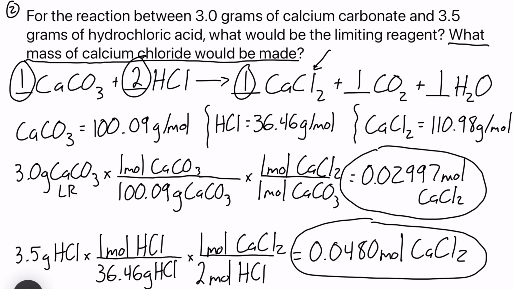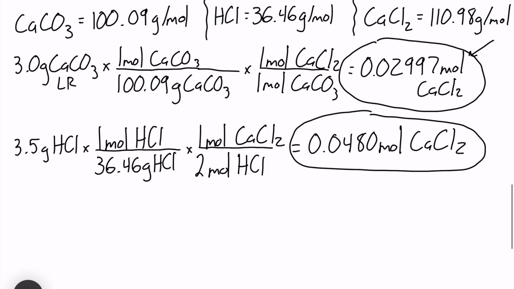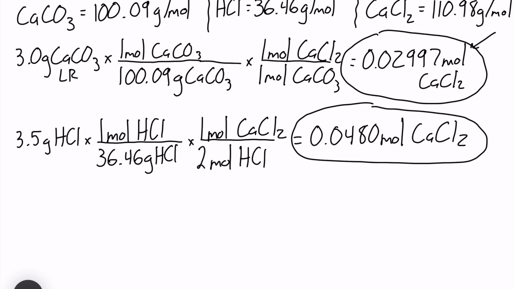So if we want to figure out the maximum amount of CaCl2 made from this reaction, we need to use our limiting reagent. So I can go with the amount of moles that CaCO3 makes, I can start with 0.0297 moles of calcium chloride and just convert that to grams of calcium chloride, and that will be the maximum amount that this reaction can make because of the limiting reactant. Okay, so let's go ahead and do that. I'm going to start with what I calculated here.